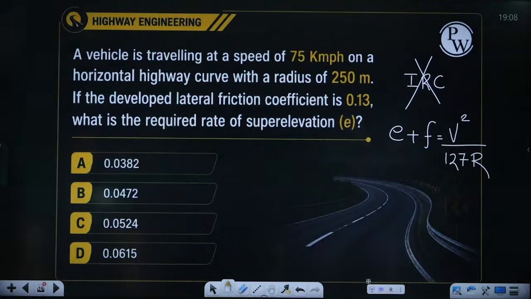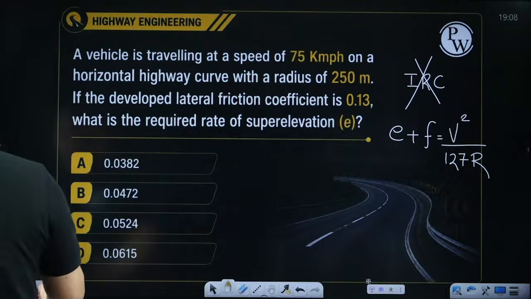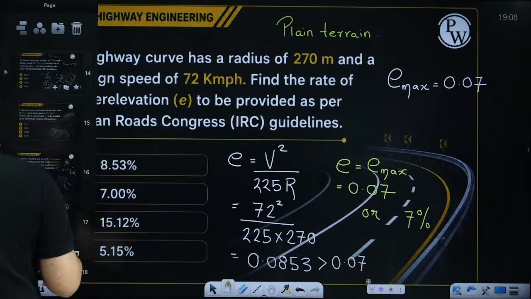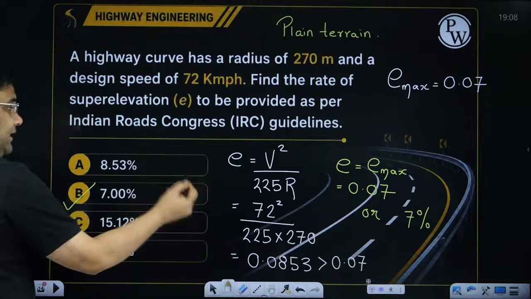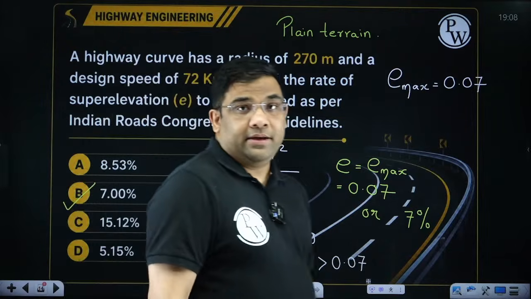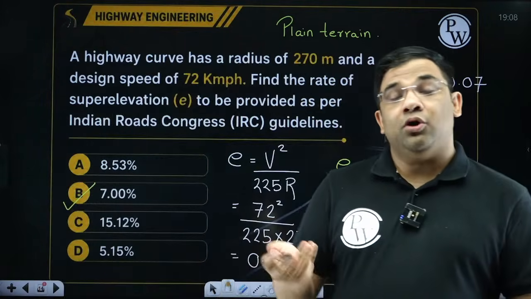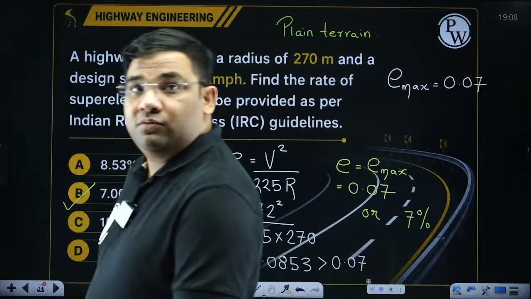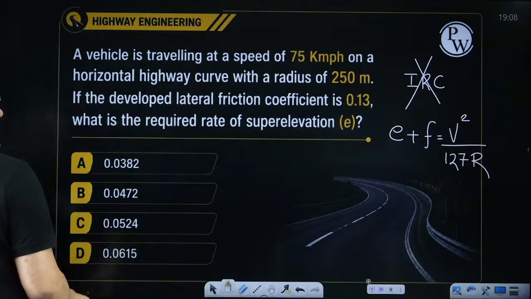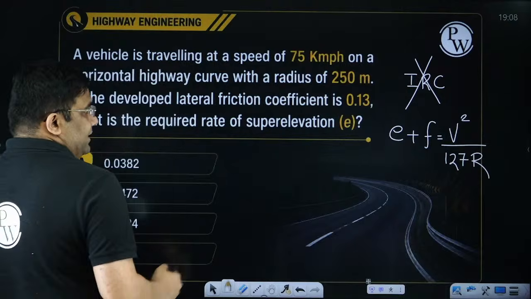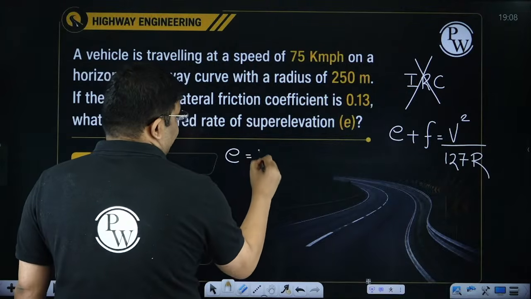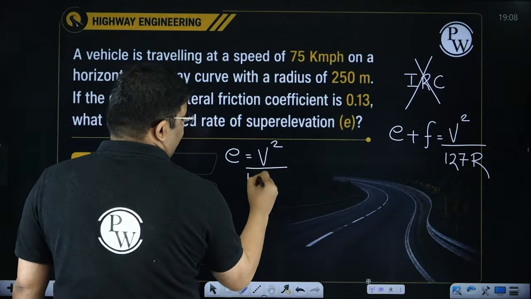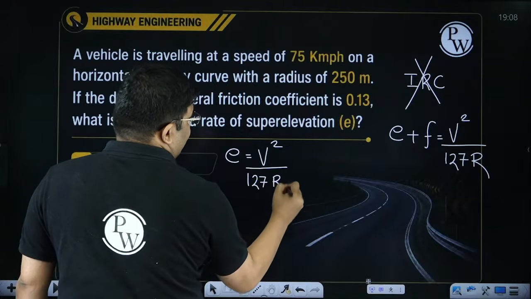When we are solving as per IRC, we'll use V square by 225R. But if it is not as per IRC, what is the original equation? It is e plus f is equal to V square by gR. So from here, e will be V square by 127R minus f.